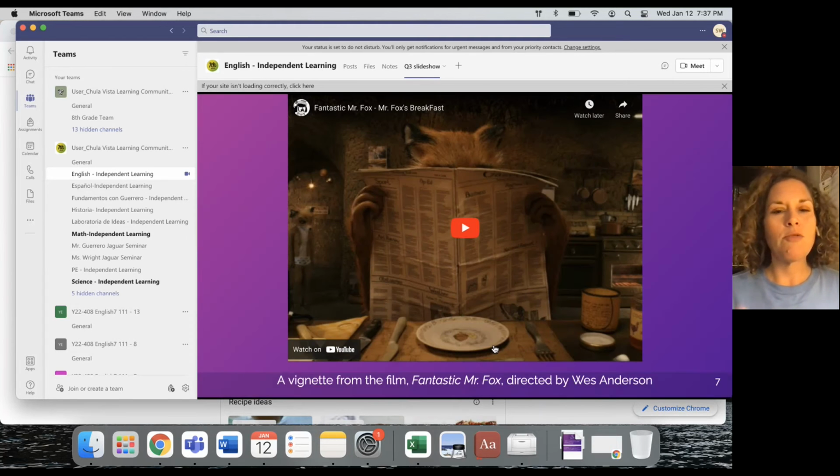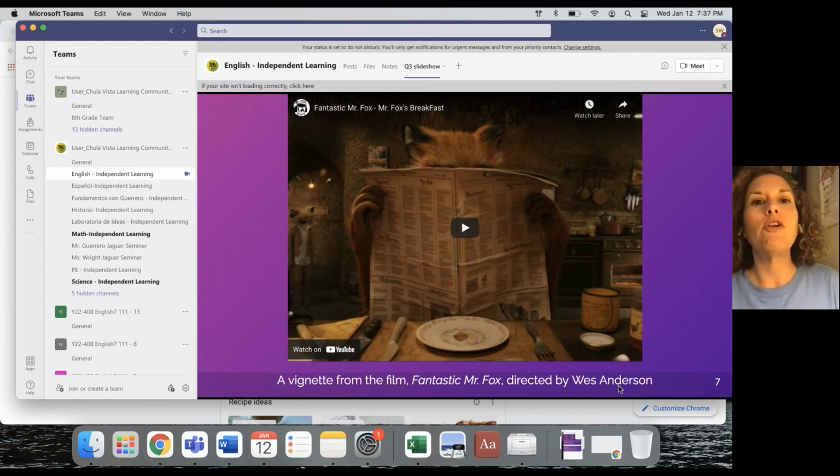I'm not going to show this right now because you are more than capable of clicking play on here. But I highly recommend, I encourage you to watch this short clip. It's less than 2 minutes from Fantastic Mr. Fox. Wes Anderson is one of my favorite directors because he carefully crafts the worlds of his films.